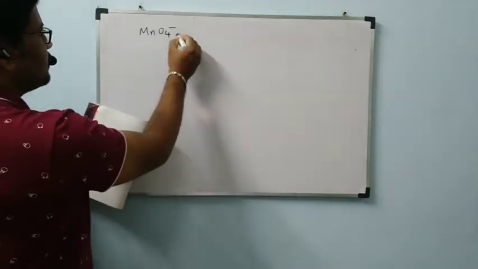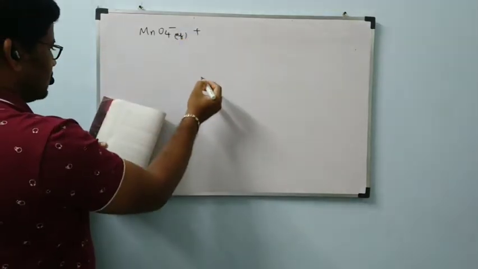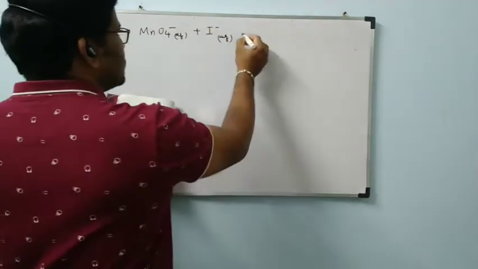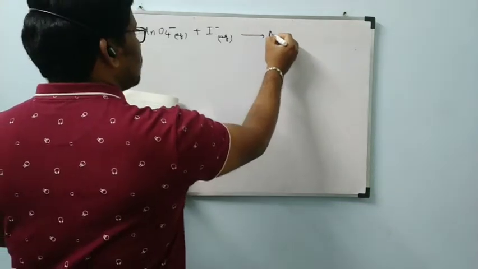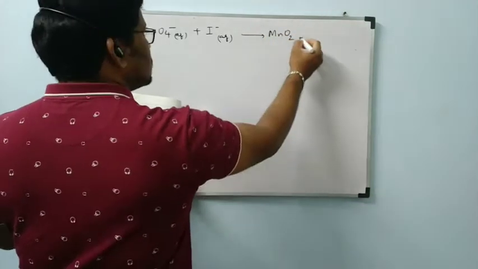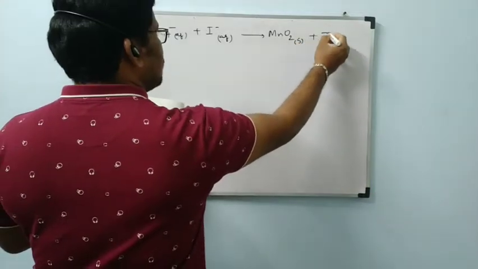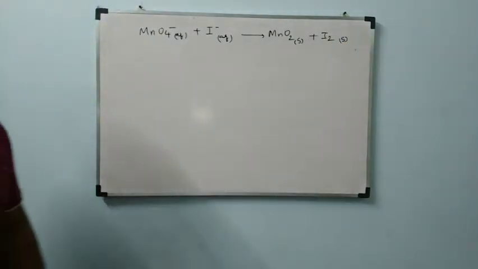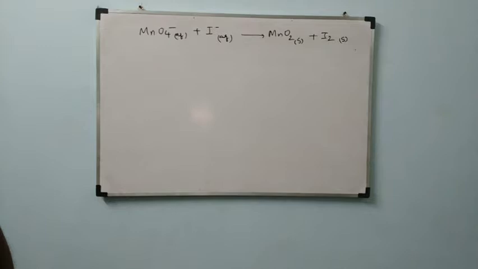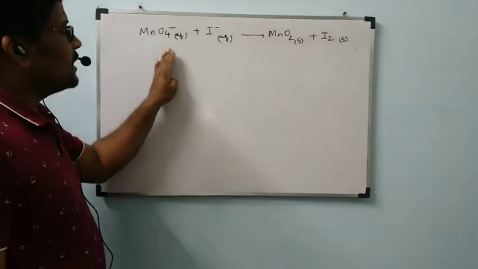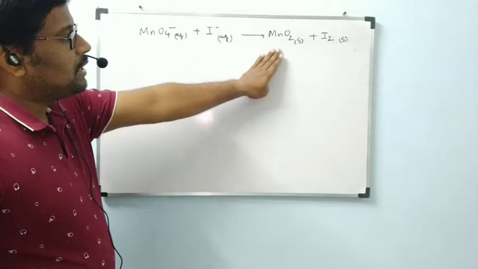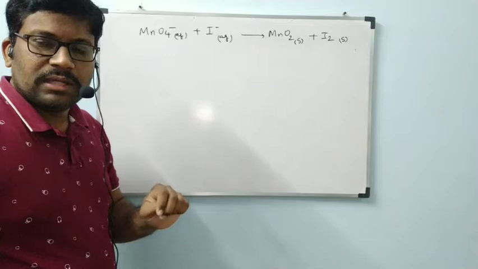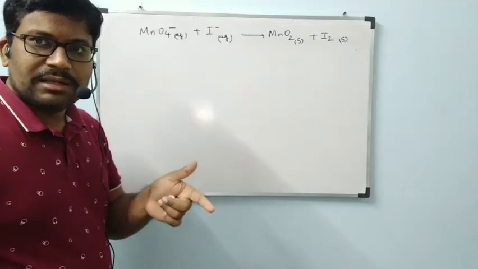MnO4 minus aqueous plus I minus aqueous gives rise to MnO2 solid plus I2 solid. This equation we have to balance in basic medium. MnO4 minus plus I minus gives rise to MnO2 solid plus I2 solid. This equation is called a redox reaction only.